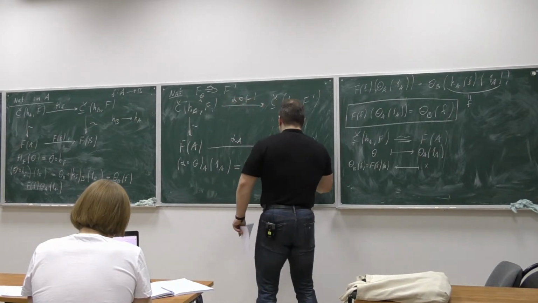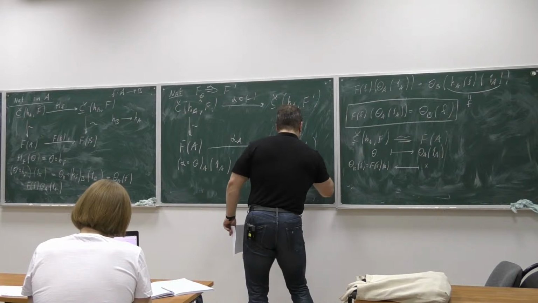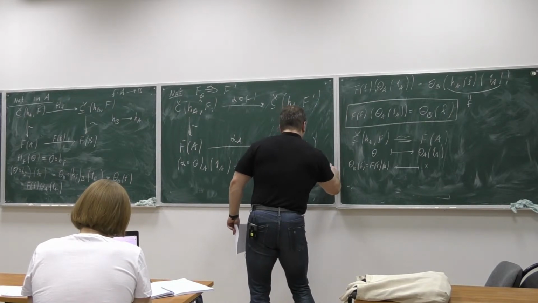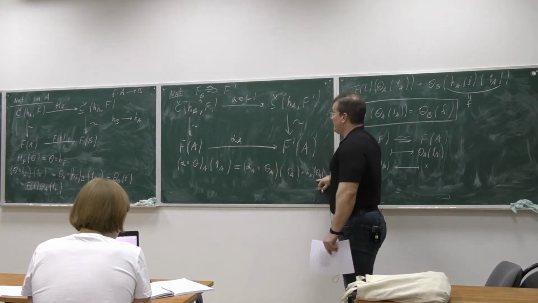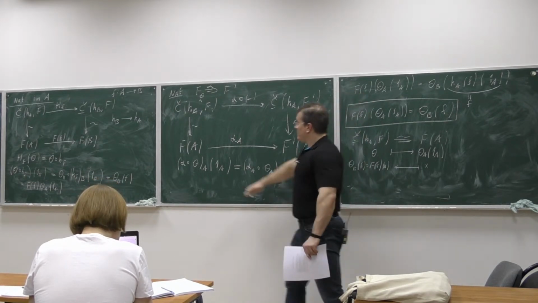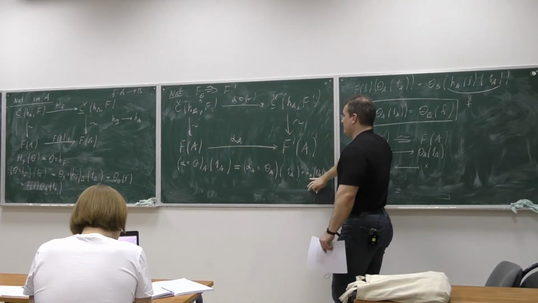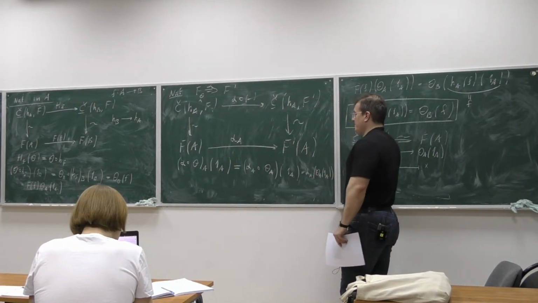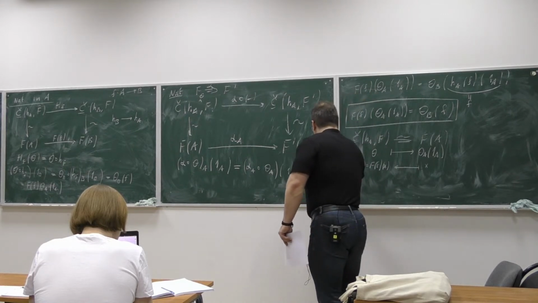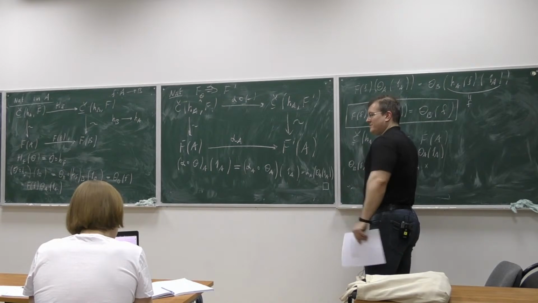Well, if I just change the order of the brackets, I get what I want, right? So I first apply theta_A to the identity. This is this map, and then I apply alpha sub A, this map. Now this is really the end of the proof. And I think this is the end of the lecture.